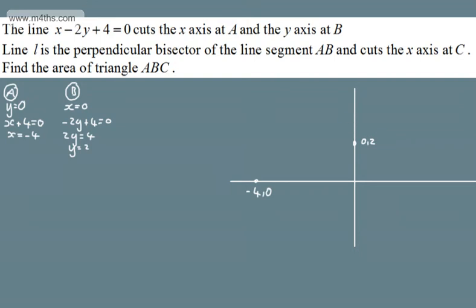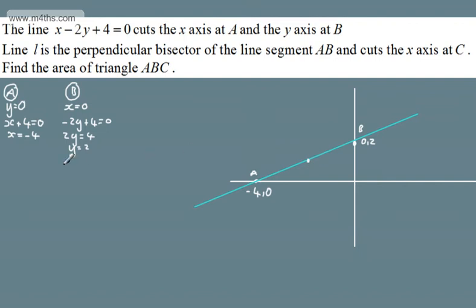So we have the line x minus 2y plus 4 is equal to 0, and then we have the line segment AB. If we pop this on, we'll end up with something looking like so. I'll label this up: this is going to be A, and this is going to be B. We want the perpendicular bisector. For that, we need the gradient of a line perpendicular to x minus 2y plus 4 equals 0, and we need the midpoint of this line. So let's go ahead and find the midpoint.